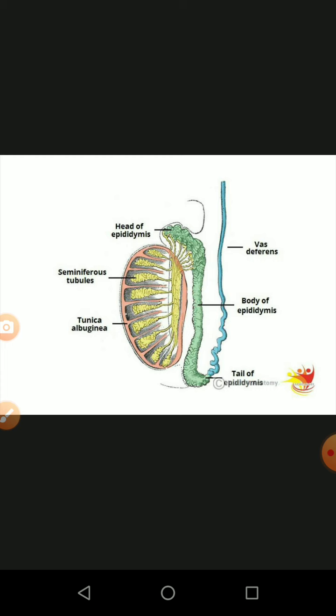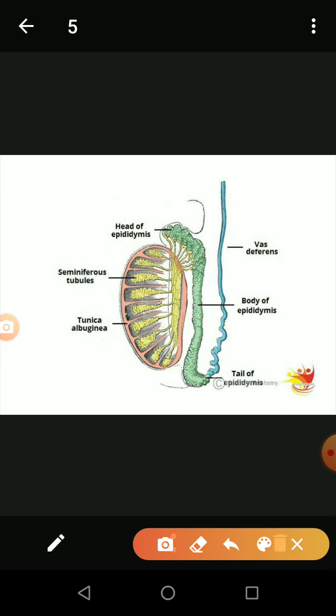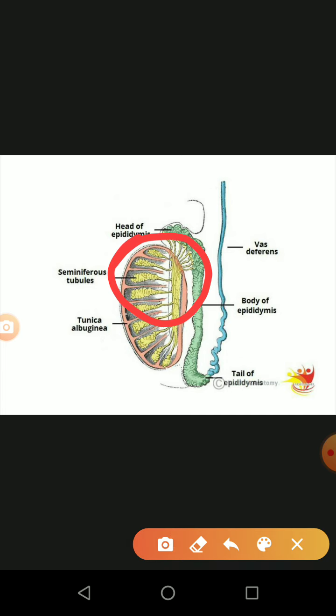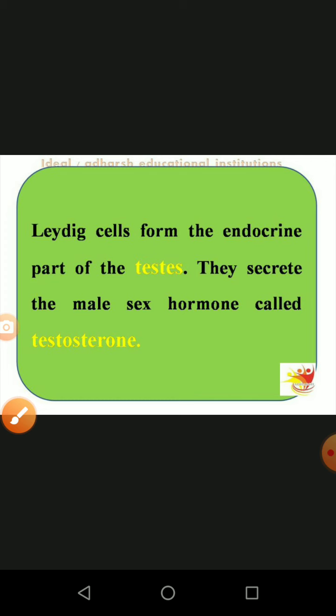Here we see the vas deferens, the body of the epididymis, the tail of the epididymis, then the seminiferous tubule. I already told you the seminiferous tubule is a coil-like structure inside the testes, and the Leydig cells are the endocrine part of the testes. One more question: not all the parts are endocrine; only the Leydig cells, because they are part of the endocrine system.